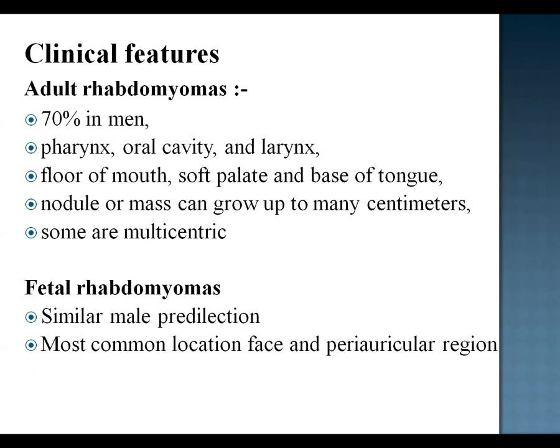Clinical features: adult rhabdomyomas show 70% occurrence in males, in the pharynx, oral cavity and larynx, floor of mouth, soft palate and base of tongue. The nodule or mass can grow up to many centimeters, and some are multicentric. Fetal rhabdomyomas have a similar male predilection, and the most common location is the base and periauricular region.